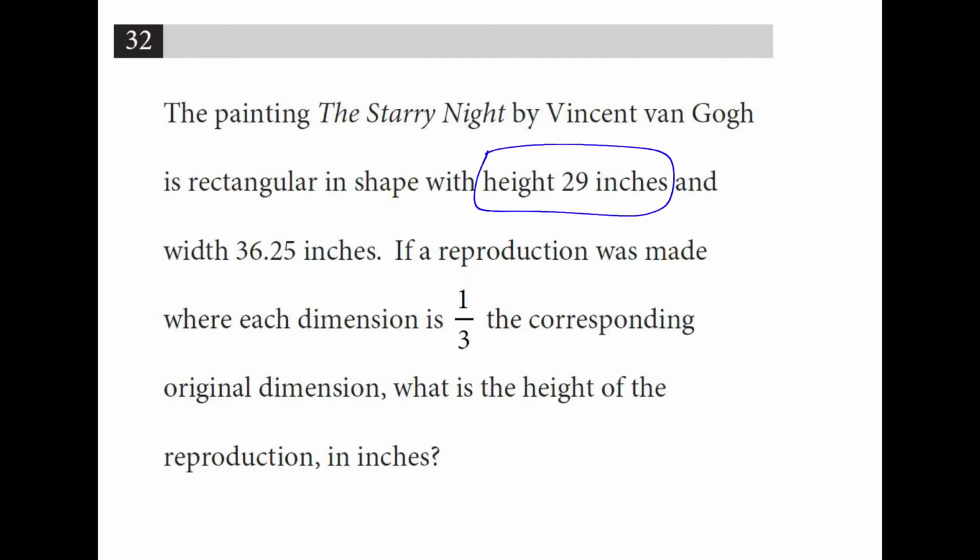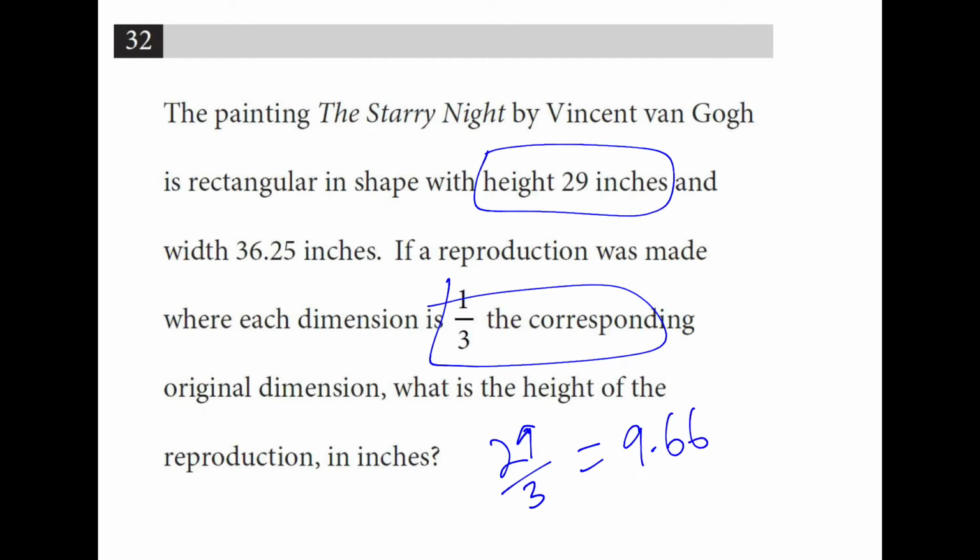If our original height is 29, and our reproduction where we take 1/3 of the original dimension, 1/3 of 29, you can simply write as 29 over 3, or if you wanted to write it as a decimal, you could put 9.66.